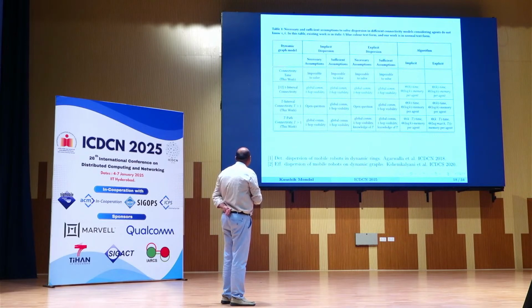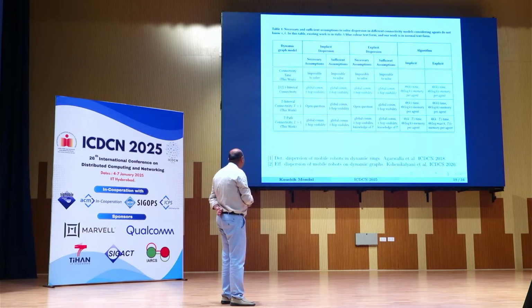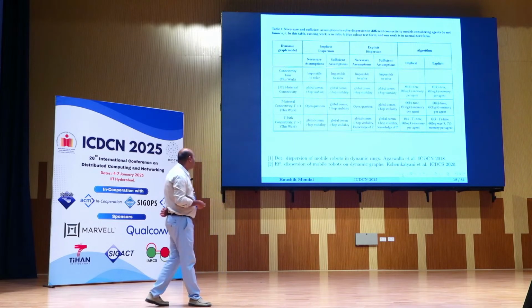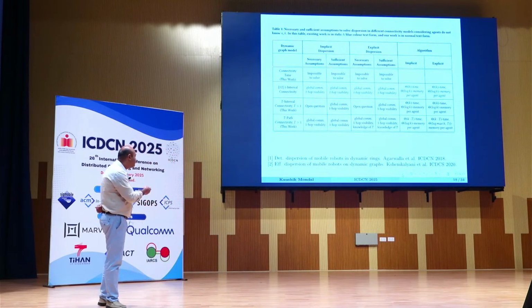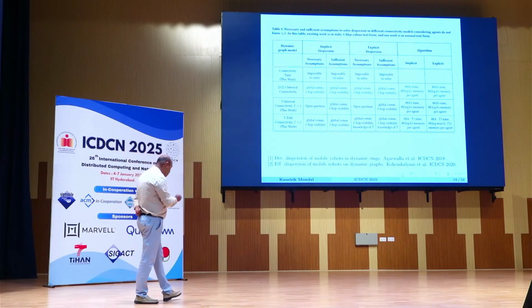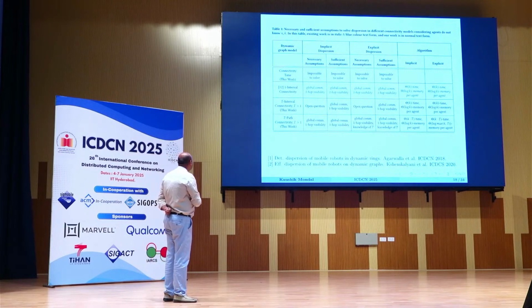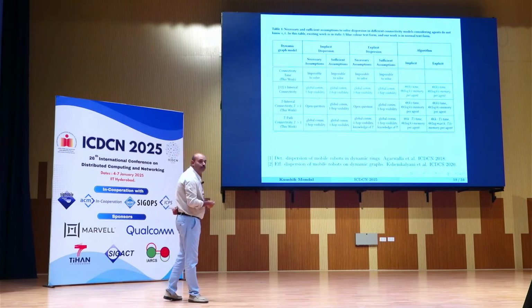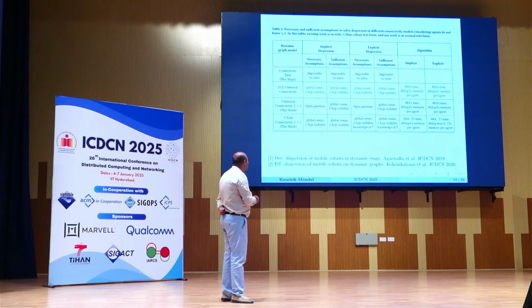So this one is going to be basically two, which is efficient dispersion of mobile robots on dynamic graphs by Kshemkalyani et al., which came in ICDCN 2020. So it studies one interval connectivity. It says that for both implicit and explicit dispersion, global communication and one-hop visibility are necessary as well as sufficient conditions, and they solve it with theta k time and theta log k memory per agent.